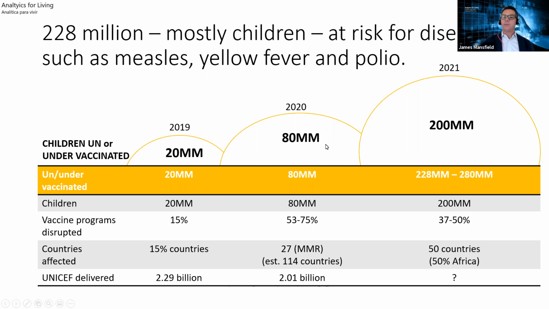Now we fast forward to 2021. The data is from a study in April, so the May timeframe. It's probably higher than that given what's happened around COVID, but roughly the unvaccinated is 200 million children, and the under vaccinated is anywhere from 220 to 280 million. If we compare that to 2019, it's 10 times, 10, 11, 12 times what it was. And we have this cumulative effect, where you have 50 to 75% disrupted programs, and then 37 to 50 countries, 50% of those countries in Africa. So a significant and growing problem.